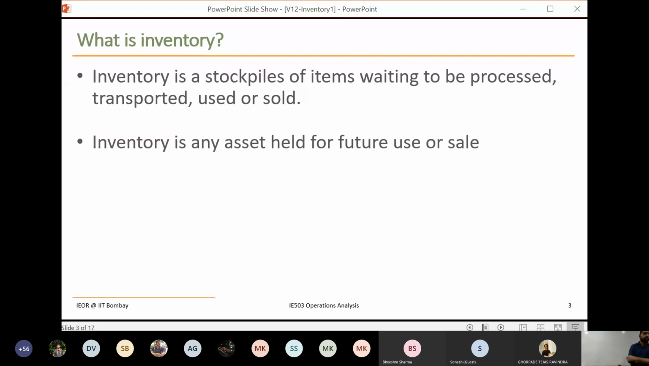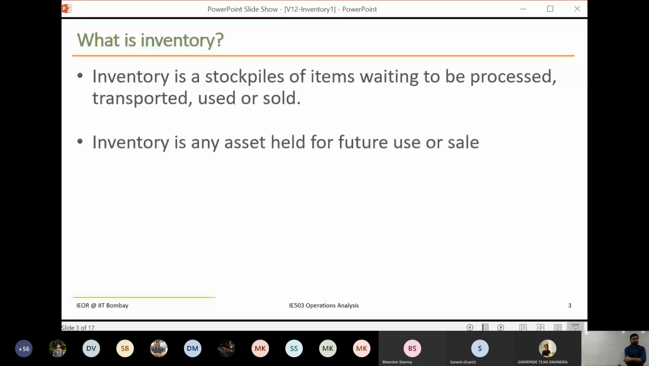Although not in the financial sense, inventory is also any asset held for future use or sale. We can call it an inventory. So there is a purpose to the inventory. Inventory has to be used so that we can make money, and it is something that gets transformed during our production process or the manufacturing process. That's basically what is called inventory.